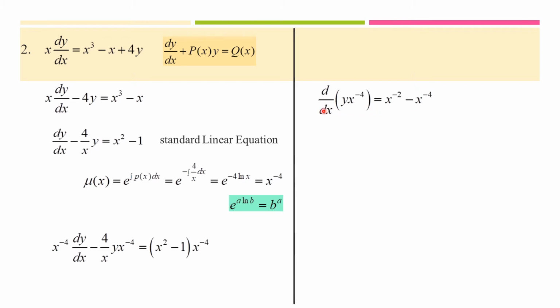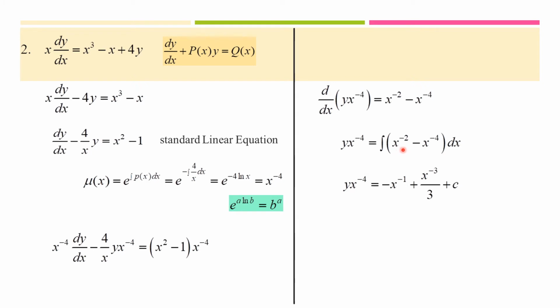But when we evaluate the integration of the derivative of this function with respect to x, we'll get back this function. So on the left side, we get y x to the power of negative 4, and on the right side, integrate x to the power of negative 2 minus x to the negative 4 with respect to x. And we integrate the right side.